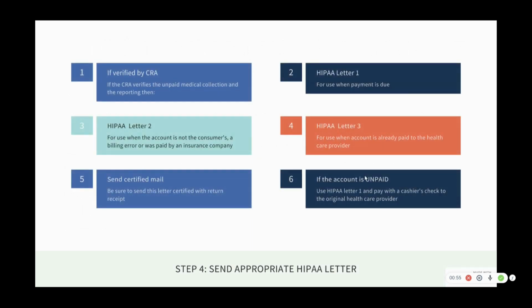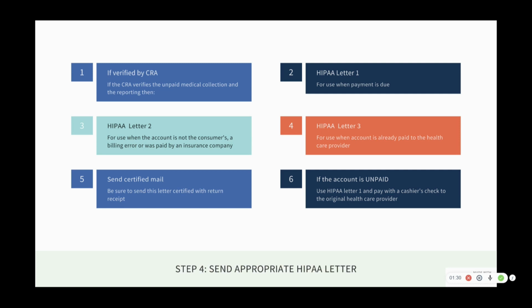Okay, so you need to send the appropriate HIPAA letter to the appropriate party. So if verified by the CRA, then you need to do the following. HIPAA letter 1 for use when the payment is due. HIPAA letter 2 for use when the account is not the consumer's, a billing error, or was paid by an insurance company. And HIPAA letter 3 for use when the account is already paid to the healthcare provider. You need to send, of course, certified mail with return receipt.